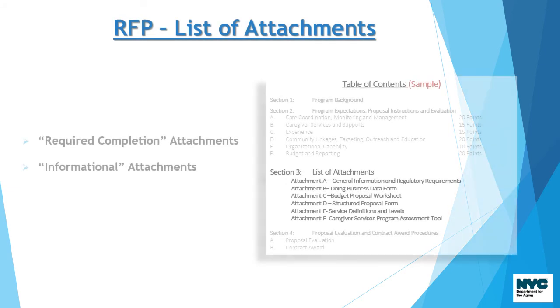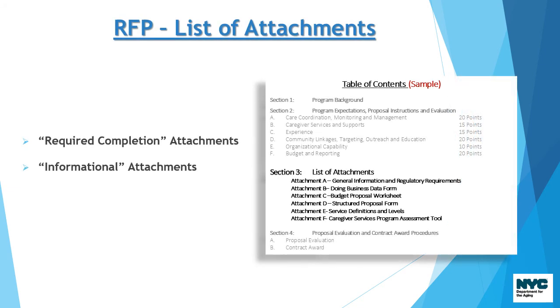The next subsection of the RFP is the List of Attachments section. Here, proposers will find a variety of attachments, some meant to be filled out, for example, the Doing Business data form and the Structured Proposal form, while others, for example, services definitions, are simply informational in nature.